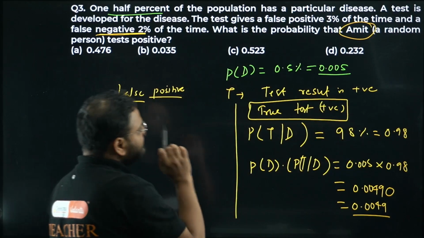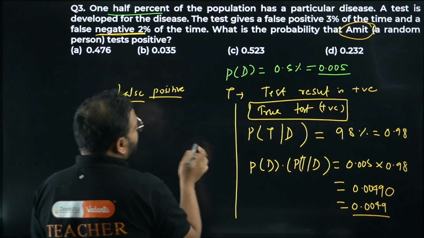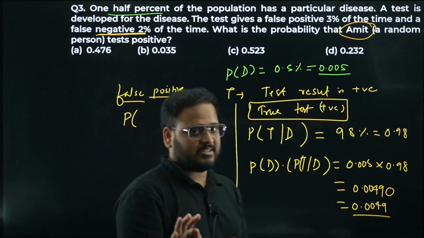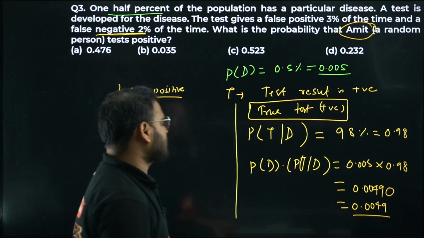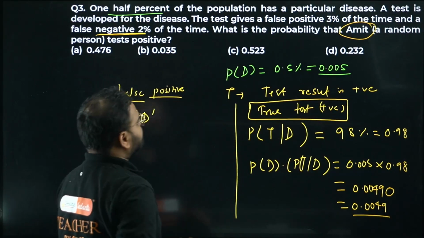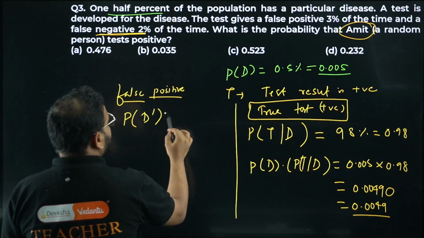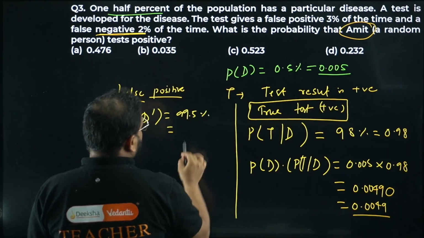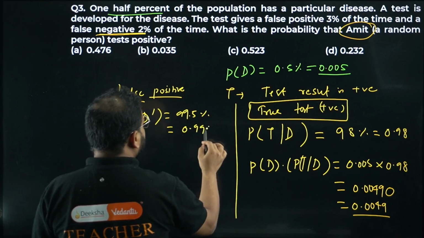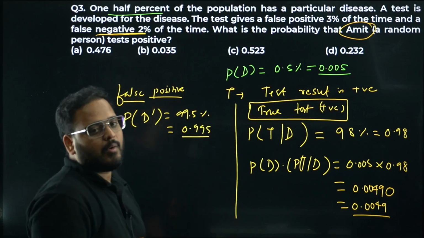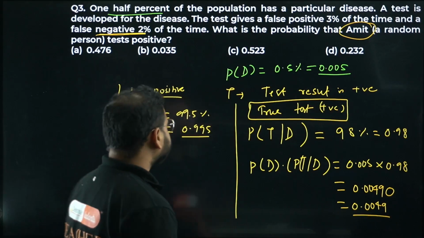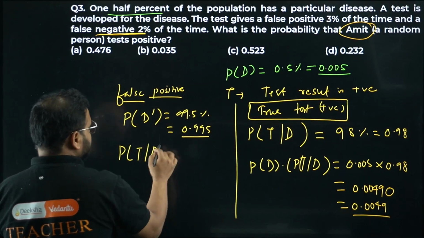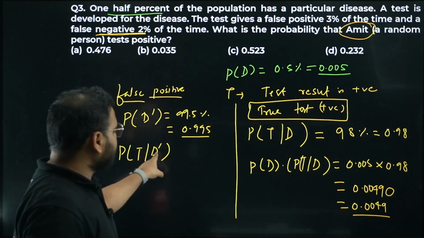False positive. In this case, what will happen? Think about it. The chance of a false positive means that he is not actually having the disease. So P(D dash) will become 99.5%. How much is that? It will be 0.995. Again, this is testing positive even though he doesn't have a disease.